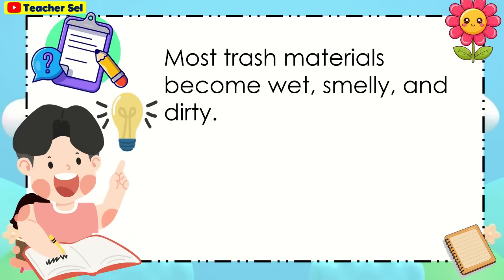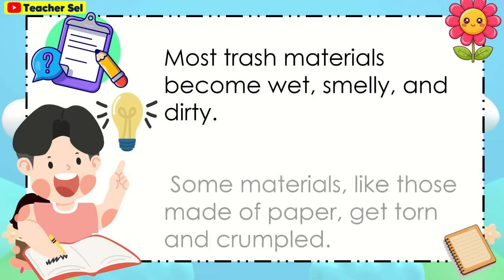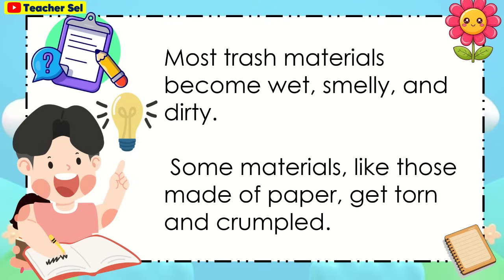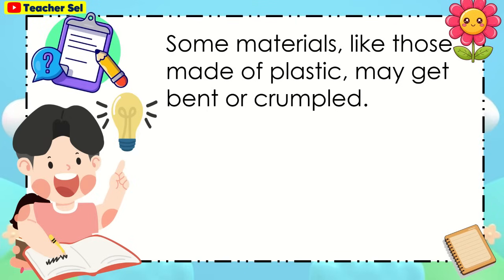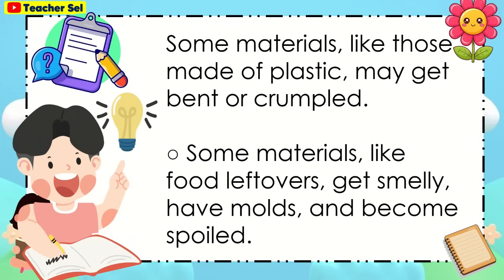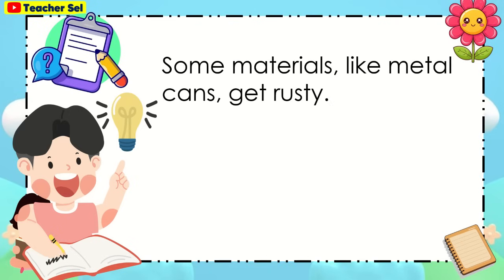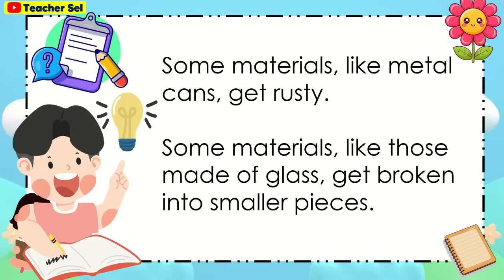Most trash materials become wet, smelly, and dirty. Some materials, like those made of paper, get torn and crumpled. Some materials, like those made of plastic, may get bent or crumpled. Some materials, like food leftovers, get smelly, have molds, and become spoiled. Some materials, like metal cans, get rusty. Some materials, like those made of glass, get broken into smaller pieces.